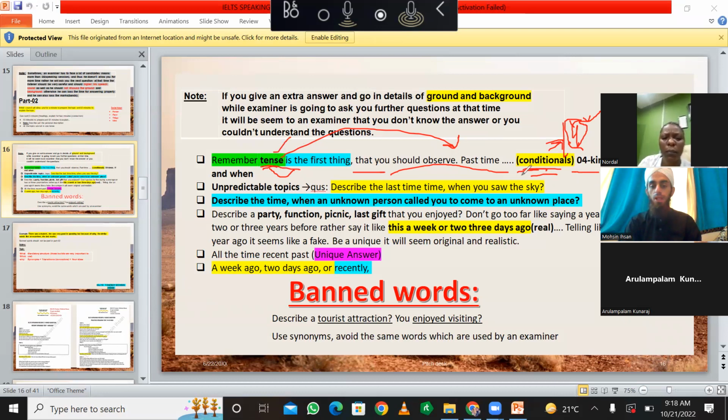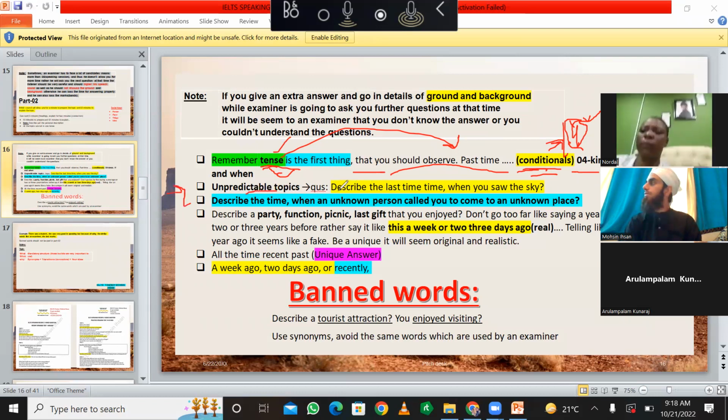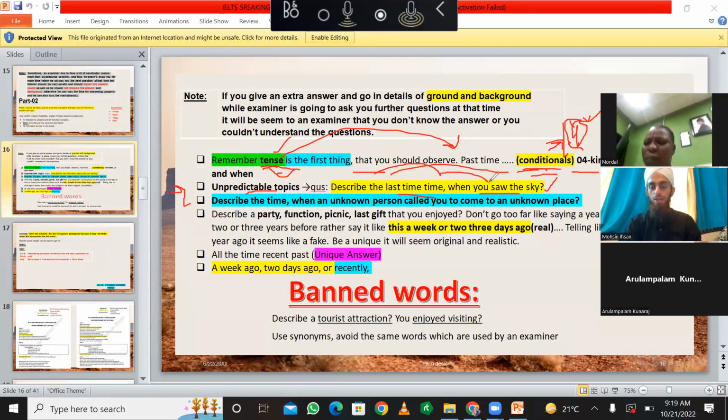These are the first things the examiner is going to test and observe, right? Unpredictable topics: sometimes the examiner can also ask an unpredictable topic. For example, describe the last time when you saw the sky. What would be your answer, Nodal? Describe the last time when you saw the sky.